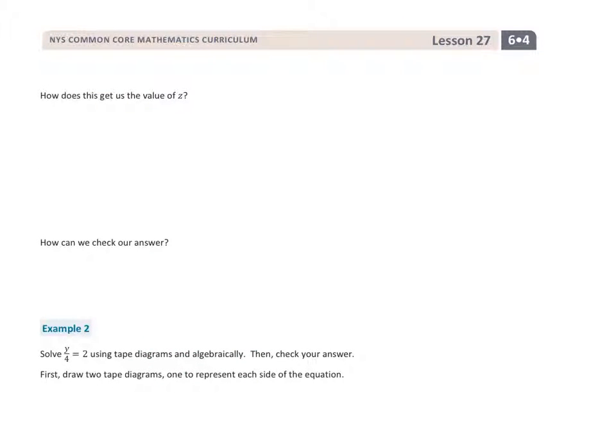So how does that get us the value of z? We got z by itself. We got z all by itself. Z is single. It's lonely.